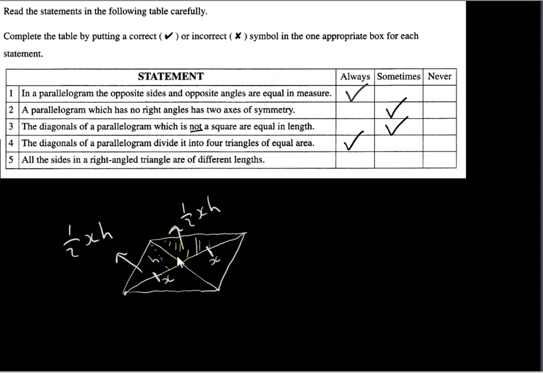Well, we've shown that this triangle is actually congruent to this triangle here. So the area of this triangle is equal to the area of this triangle, because the two triangles are congruent. Now, it's important to realize that these two triangles are congruent, but these two are not necessarily congruent. These two have the same area, because all three of them have the area half xh, but these two are not necessarily congruent. But these two are definitely congruent. These two are always congruent.